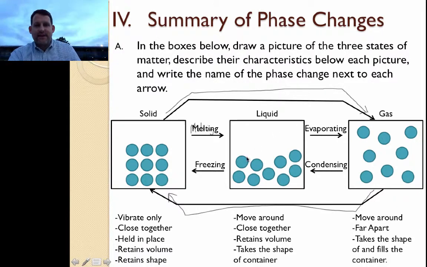And there are those phase changes, right? So we have melting, evaporation. You could have put boiling here as well. That would have been a good one to put here as well. Condensing is the opposite of evaporation, and freezing is the opposite of melting. Now, solid to gas, of course, that one's sublimation. And then gas to a solid is deposition. So those are all of those on there.